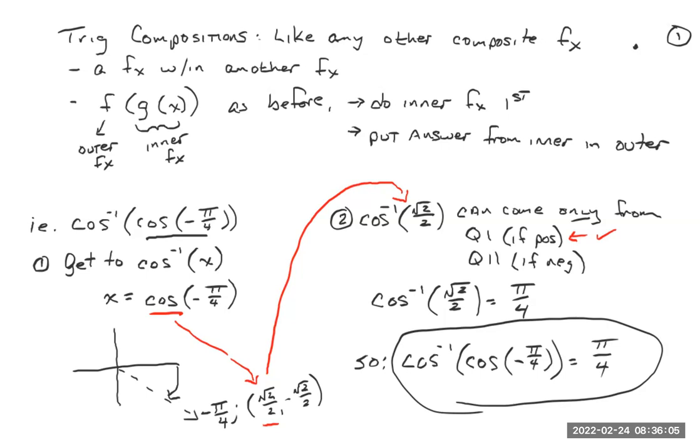So pay attention to where your arcs, your inverses, are leading you. And remember that it's perfectly okay to take an angle in any direction from any quadrant of a normal sine, cosine, tangent, whatever. It's when we have the inverse that we are restricted.